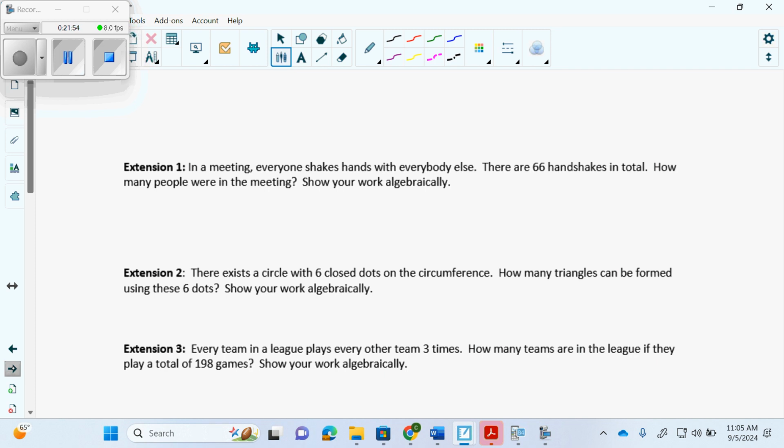So, in a meeting, everyone shakes hands with everybody else. There are 66 handshakes total. So it's going to equal 66, because that's the total.